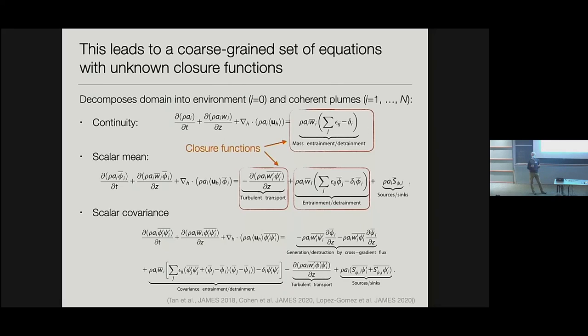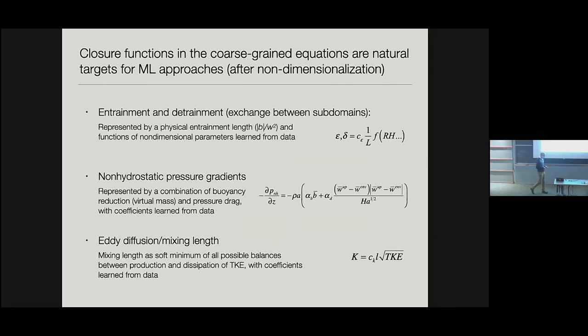This is the stuff now where theory really can't go all that much further. We maybe know some limits of what they look like, but we don't know precisely what these functions are. And these are good targets for learning from data in various ways. So I'll show you some results where we're coming up with relatively simple forms for these functions.